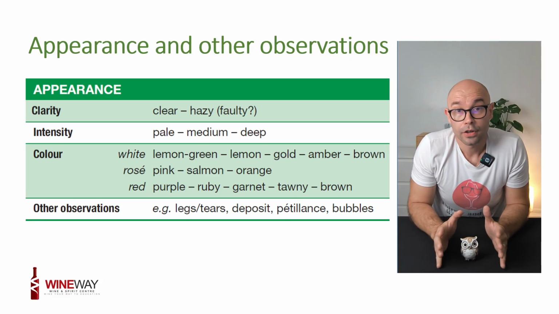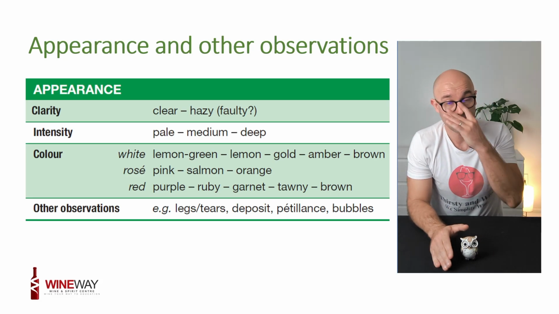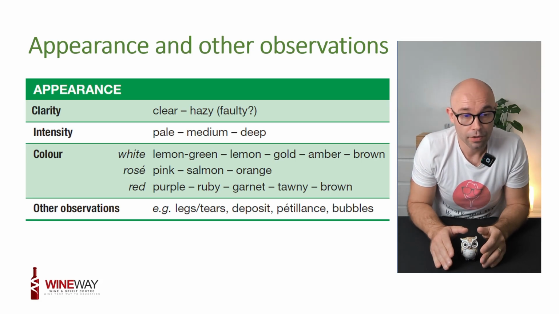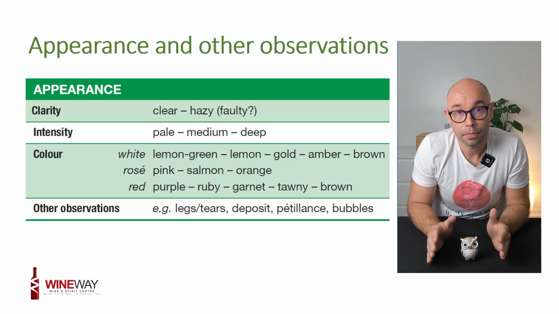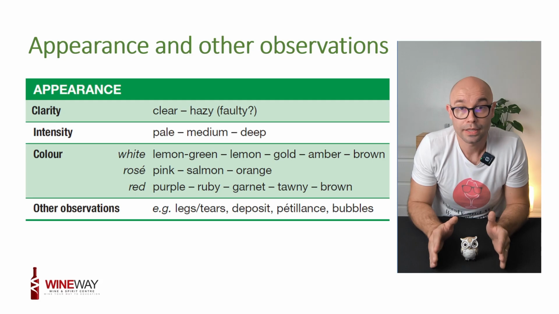Now I'm going to start showing you what the SAT looks like. We're going to go through all the sections and I'll be explaining each one of them. The first part of the SAT is the appearance, which is how the wine looks. On the exam, you're going to get 2 points here: one for the intensity and one for the color.